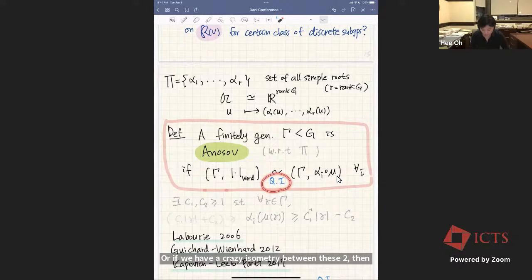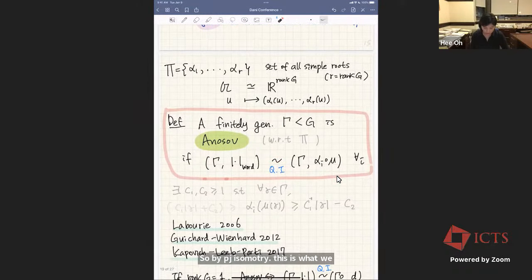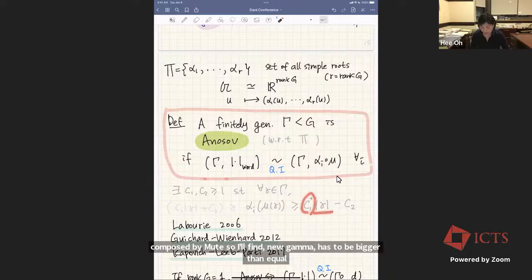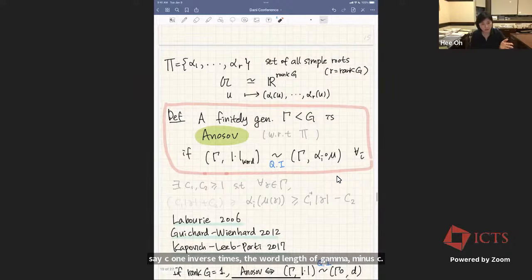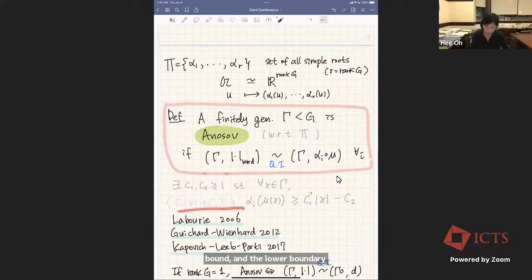By quasi-isometry, this is what we mean. There are some constants C1 and C2 such that for every gamma in gamma, alpha I composed with mu of gamma has to be bigger than or equal to C1 inverse times the word length of gamma minus C2. Of course, in the definition of quasi-isometry, we have an upper bound and a lower bound, but in this case the upper bound holds trivially. So the upper bound is not important, the point is the lower bound. If the finitely generated group satisfies this property, then we call it Anosov.